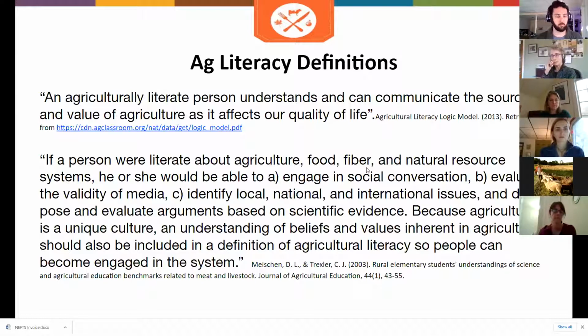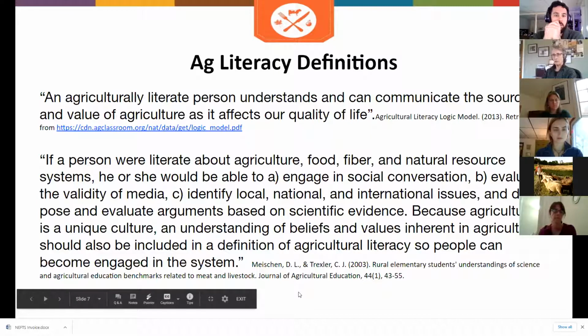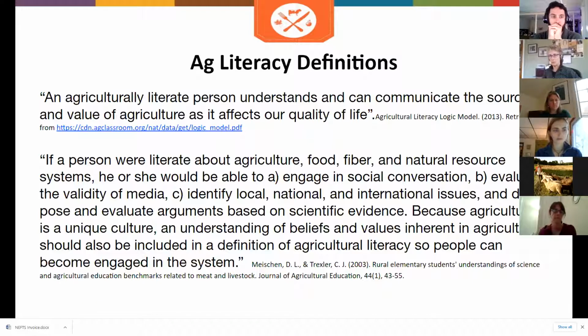An agriculturally literate person understands and can communicate the source and value of agriculture as it affects our quality of life. And the last one, a little bit longer, if a person were literate about agriculture, food, fiber, and natural resource systems, he or she would be able to engage in social conversation, evaluate the validity of media, identify local, national, and international issues, and pose and evaluate arguments based on scientific evidence. Because agriculture is a unique culture, an understanding of beliefs and values inherent in agriculture should also be included in a definition of agricultural literacy so people can become engaged in the system.